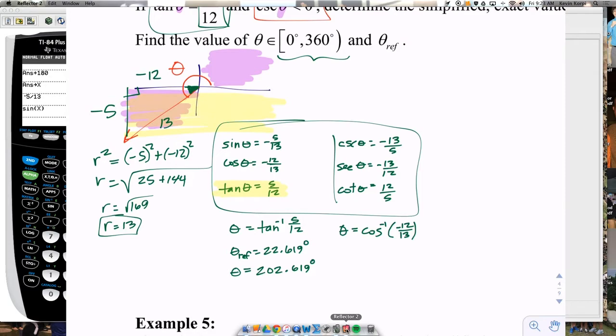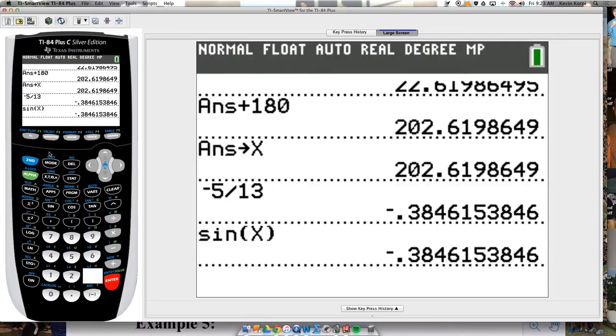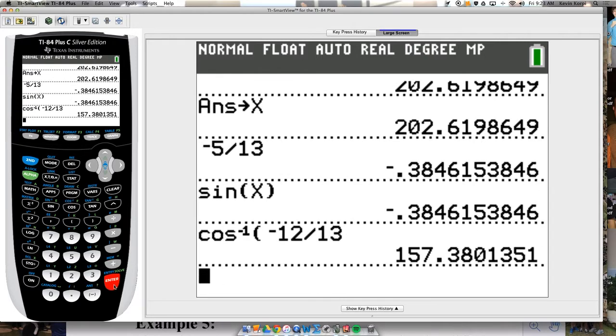So do you think the calculator is going to give us an angle in 2 or 3? 2, because 2 is easier to get to than 3, right? So the calculator is not going to give us the angle we want. But let's see. Is there a way to still get the answer we want? I hope so. Inverse cosine of negative 12/13. Hey, 157.380. That guy lives in quadrant 2, you know. Yeah, he does. So can we just add 180 to that? We can get our answer? No, we can't.